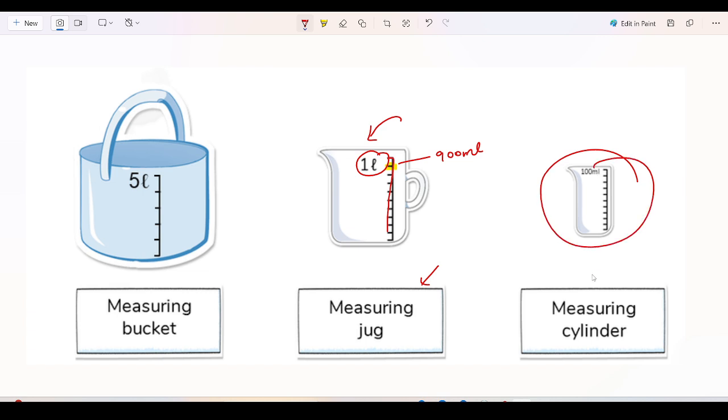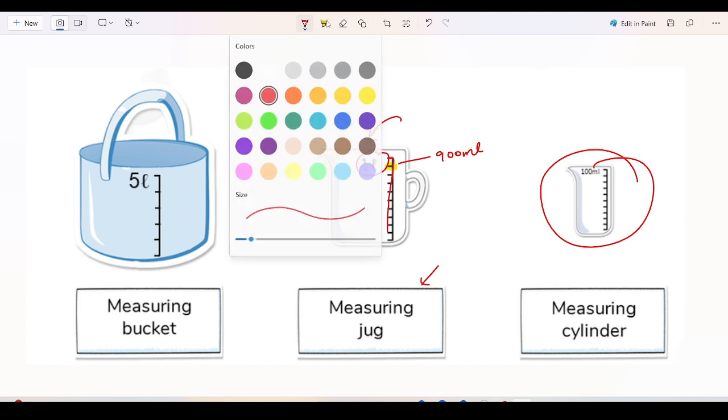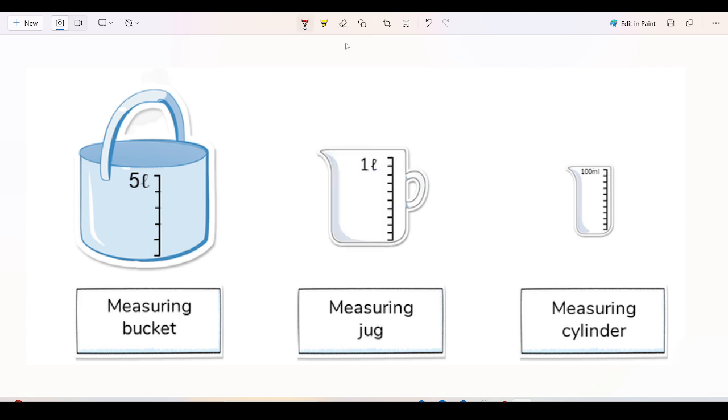Then this is a smaller measuring cylinder, which is of total 100 milliliter. We use them in labs also. For example, if we need to put water and some chemical and check their chemical reaction, to have an idea how much water we are taking, we use measuring jugs or measuring cylinders. Measuring cylinders look like something like this.